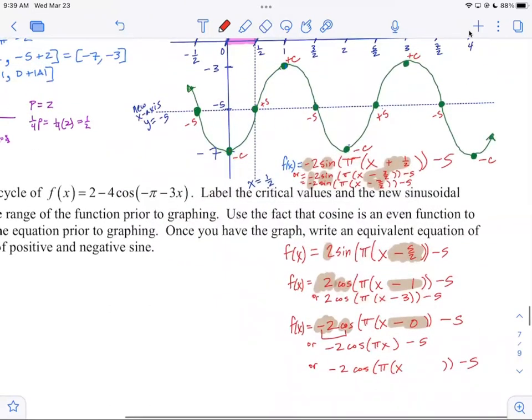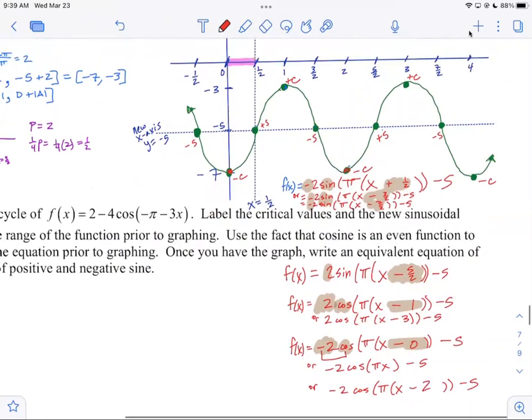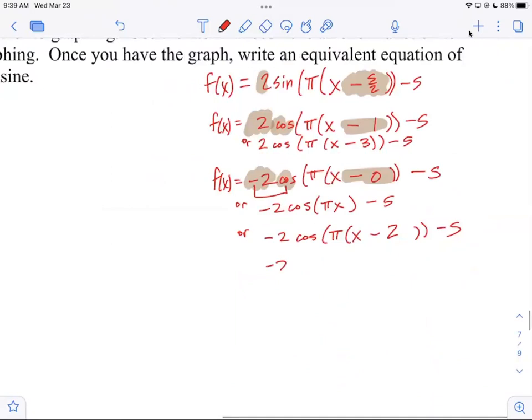If you did want to shift it, where's your next low point? It's at 2, so x minus 2. Where would be the next one? x minus 4. And then x minus 6, so on and so forth. So hopefully you understand now that as long as you have one equation, you can sketch the graph. And once you have the graph beautifully set up and organized, you can write an equation now that gives you the same graph in terms of sine or cosine.